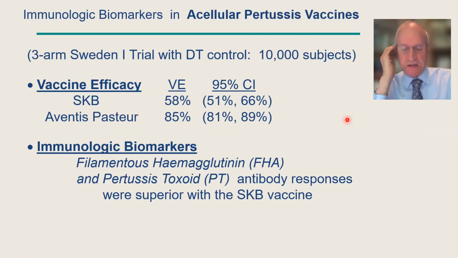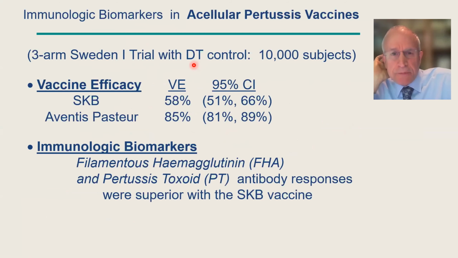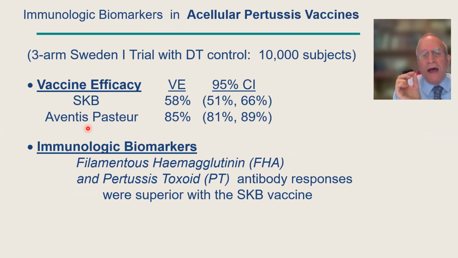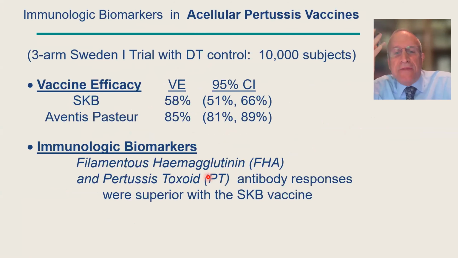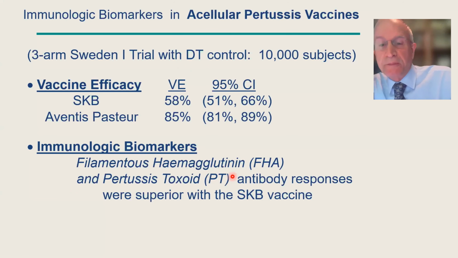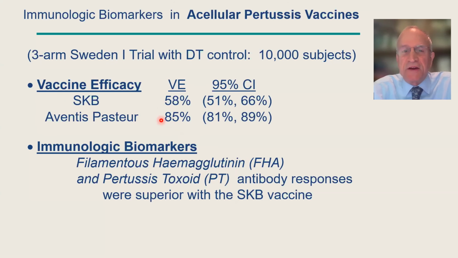feels, functions, survives. A classic example of this is in the setting of acellular pertussis vaccines, where the Sweden trial was a 3-arm trial with a diphtheria tetanus control and 2 experimental arms, adding either the Smith-Kline-Beecham or the Aventis Pasteur acellular pertussis components. And at this point in time, FHA and PT were thought to be potential correlates of protection. We talk a lot about correlates of protection nowadays with vaccines for COVID. It was thought that these could be used as registrational endpoints. Interestingly, the Smith-Kline-Beecham vaccine was superior to the Aventis Pasteur on these biomarkers, even though for the clinical endpoint, it had 3 times the number of breakthrough cases of the Aventis Pasteur.